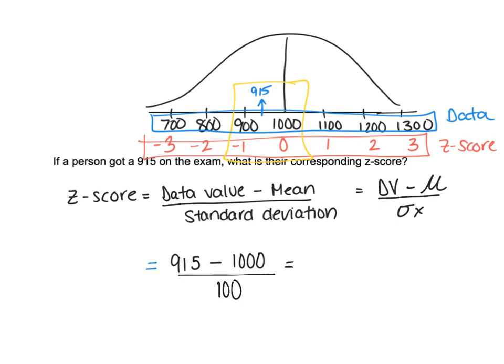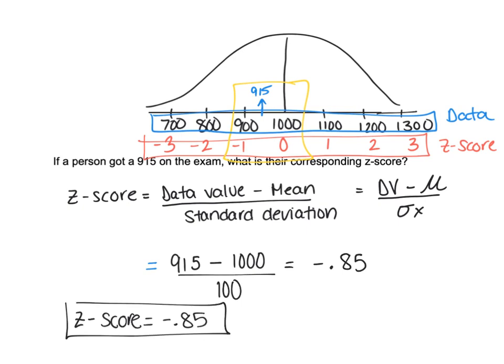Okay, so my answer was negative 0.85. So my z-score is negative 0.85. And to be completely honest, that makes a lot of sense, right? If this is the mean of 0 and negative 1 is a data value of 900, 915 is about negative 0.85, and that makes sense, and that's how we find it.